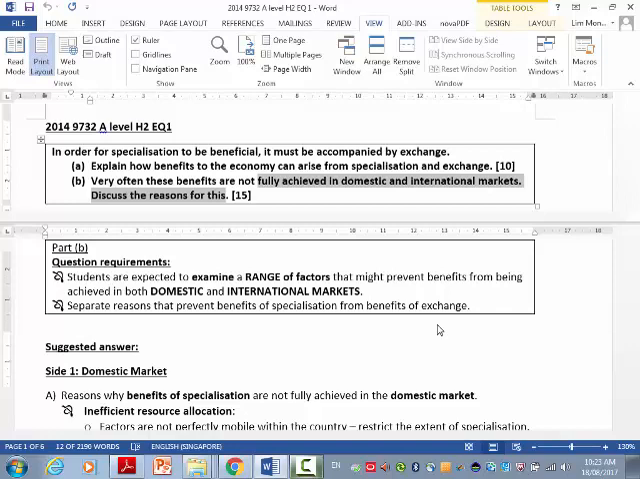The assumptions do not hold true. Assumptions do not hold true. So for this question you can whack on all the assumptions. Alright, other than that, what else? Because the question is domestic and international market. So domestic market, why is it sometimes benefits may not come through? Inefficient allocation of resources, market failure. That's what we bring in as well. Alright, international market, why sometimes we don't see benefits of specialization and trade coming through?